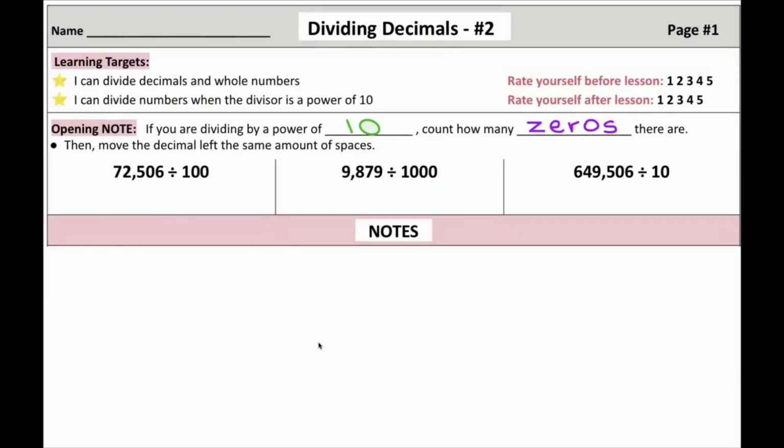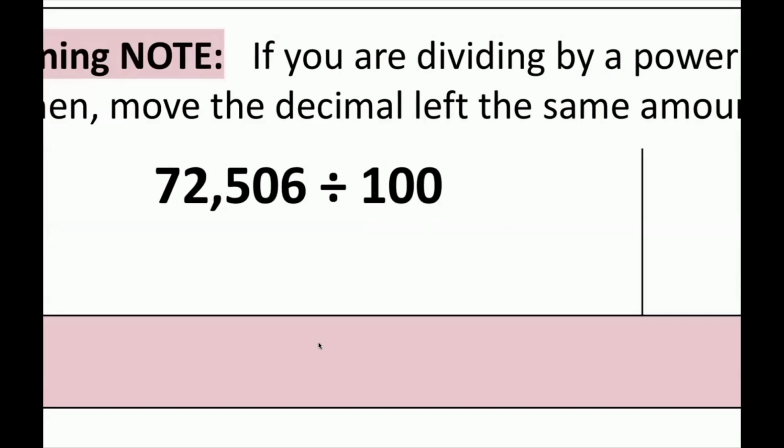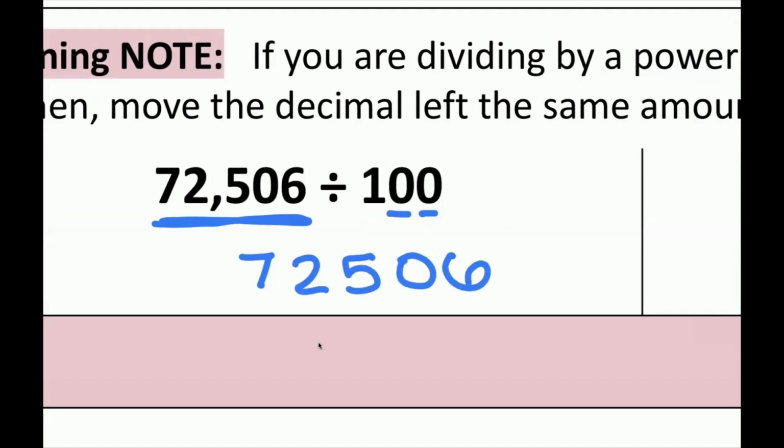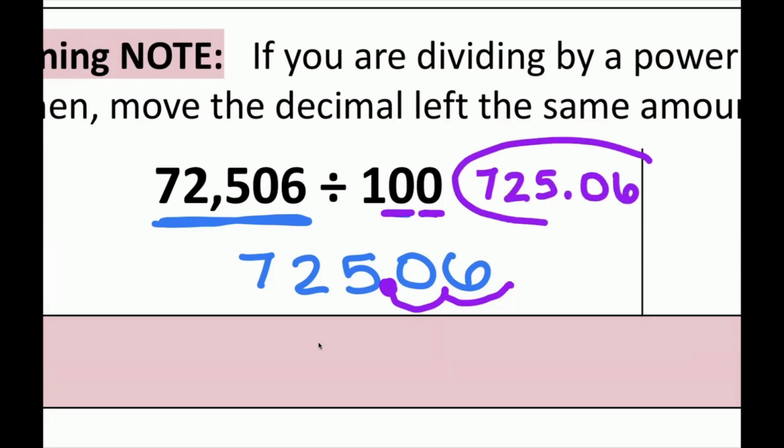I'll do this one with you. I can see that our divisor has 2 zeros. So the first thing I'm going to do is just write whatever number we have right here. We're going to write all of the same numbers. And because there's 2 zeros, I'll go to wherever my decimal point is. Since there's no decimal point, I'll just go to the end of the number. And I'm going to move my decimal back 1, 2, because there's 2 zeros. So my final answer will be 725 and 600ths.